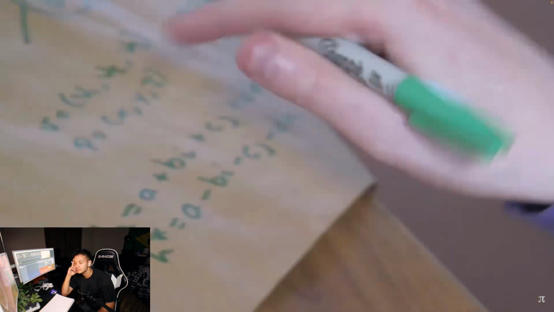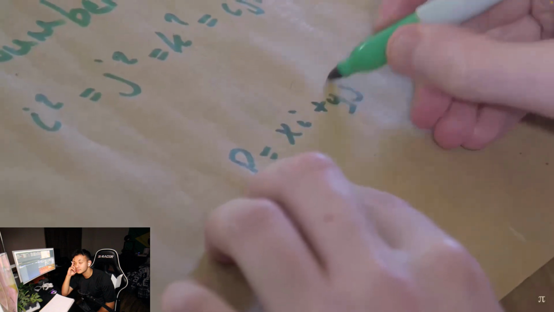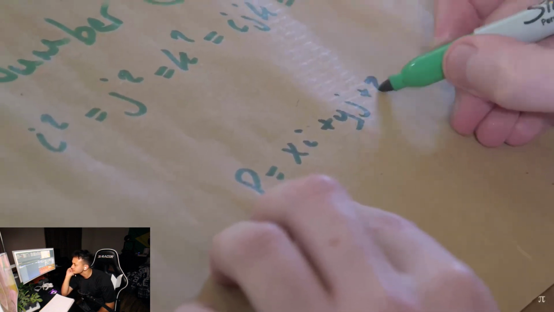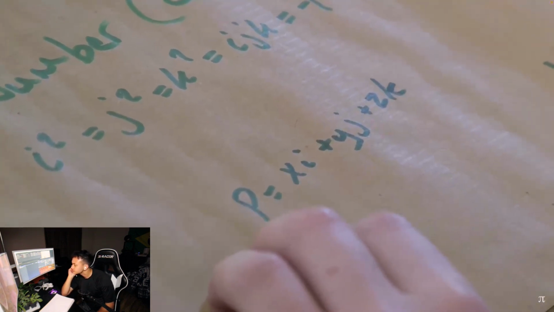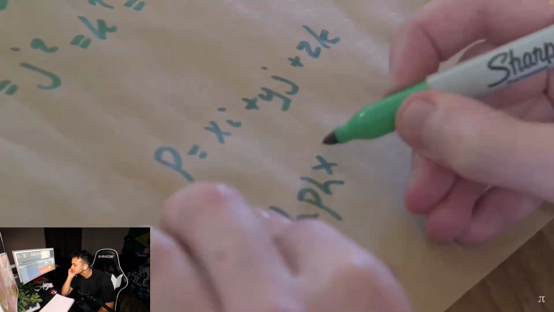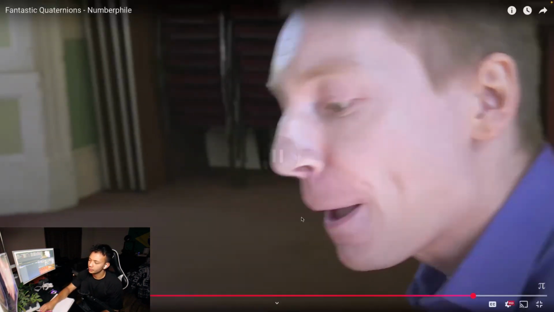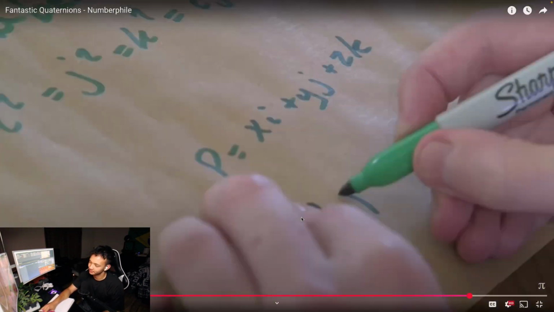I feel so bad. Finally, if P, which is the point I'm rotating, you write P as a quaternion. Its coordinates are x, y, and z. It's actually x lots of i, plus y lots of j, plus z lots of k. And finally, the rotation is h, p, h star. Right, that's the maths of it. That's the main maths.